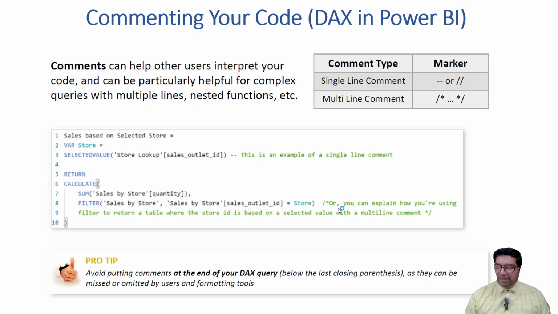And if I have multi-line comments, I simply use the forward slash and asterisk and give the comments. When closing it, I'm using the asterisk and the forward slash. So this is basically our commenting. One pro tip: avoid putting your comments at the end of your DAX query. There is no need for comments over there. If you comment in front of the code, it is very readable, right? Let's jump into Power BI and do this together.